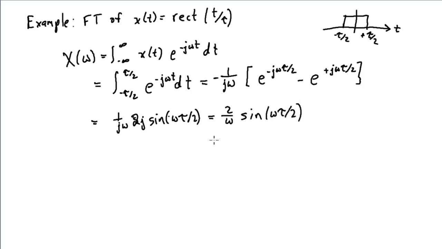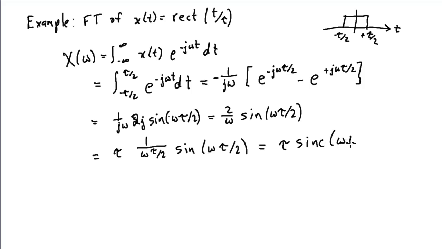This is often written in the form of our sinc function, so I can get it in that form by dividing by tau, and so I'll have 1 over omega tau over 2 times the sine of omega tau over 2. This becomes then tau sinc of omega tau over 2. So the Fourier transform of that rectangular pulse is tau sinc of omega tau over 2.